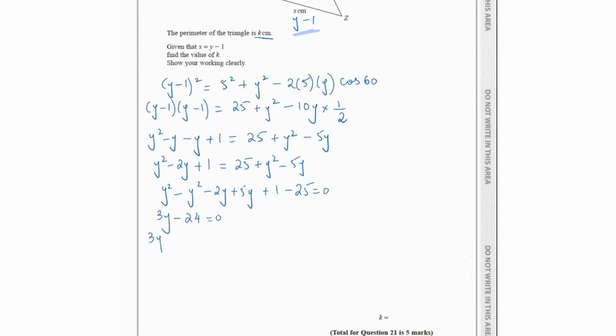Make y the subject. So y equals 8. So x is going to be 8 minus 1, which is 7.